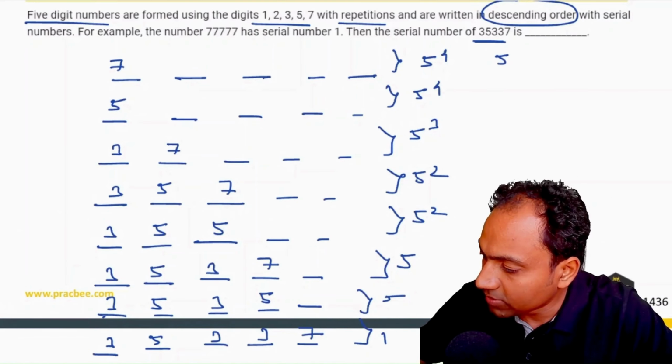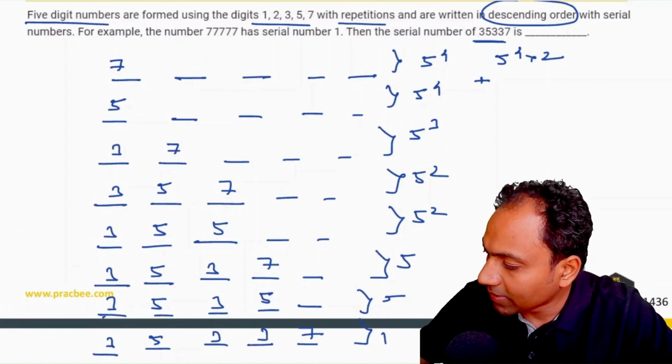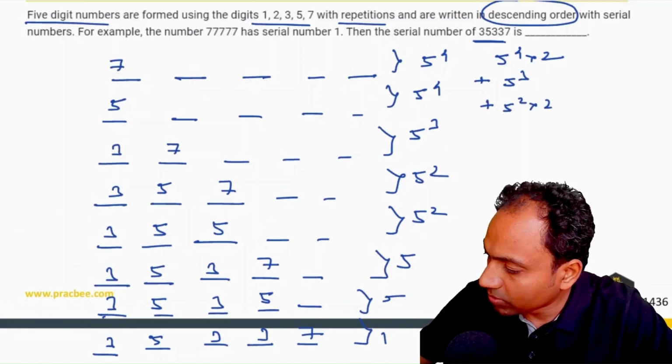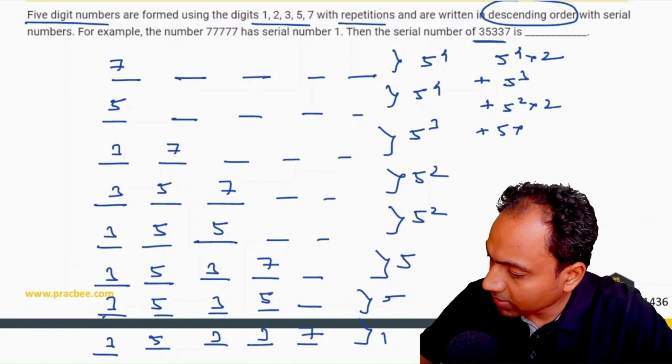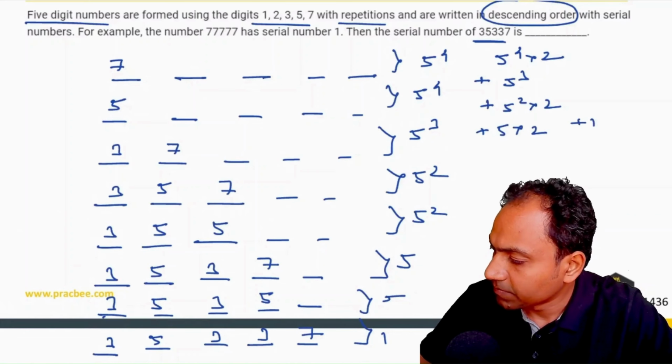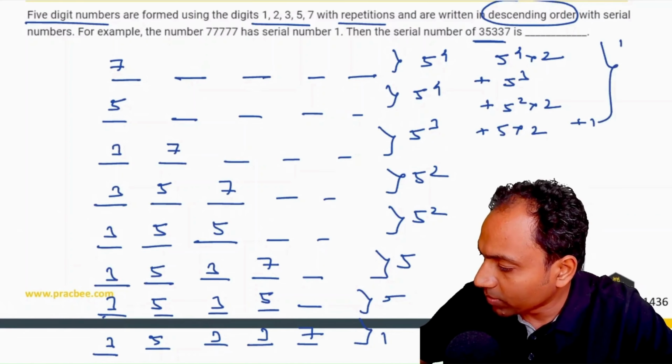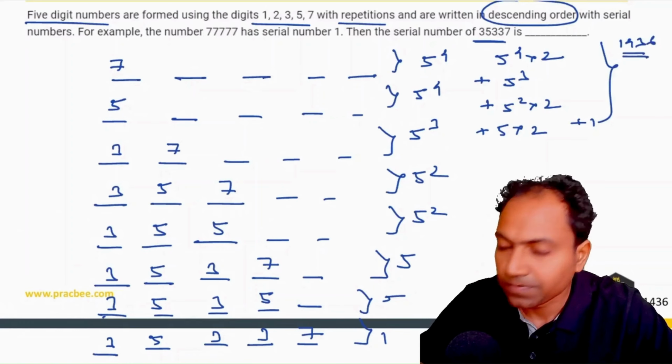So if I add this up, what am I getting? I am getting 5 raised to the power 4, 2 times. And now plus 5 raised to the power 3, 1 time. Then 5 square again 2 times. Then 5 again 2 times and then plus 1. If you add this up, it comes out to be 1436.